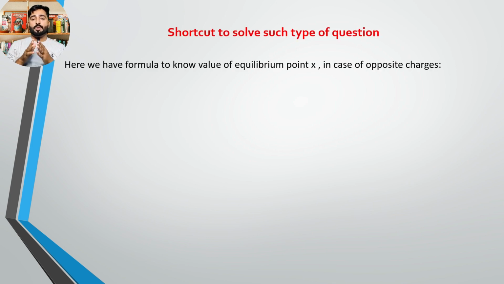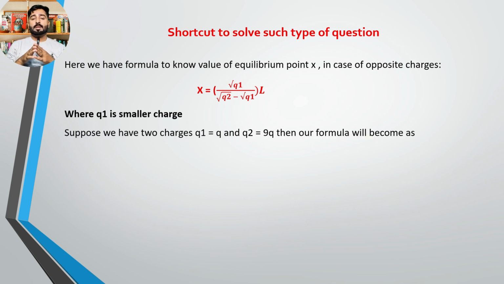And to solve such types of problems, we also have a shortcut. Here we have a formula to know the value of the equilibrium point in case of opposite charges. x is equal to square root of q1 over square root of q2 minus square root of q1, into L, where q1 is the smaller charge. To justify this formula, we have an example again. q1 is equal to q and q2 is equal to 9q.